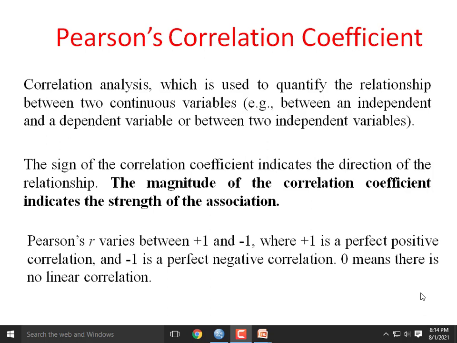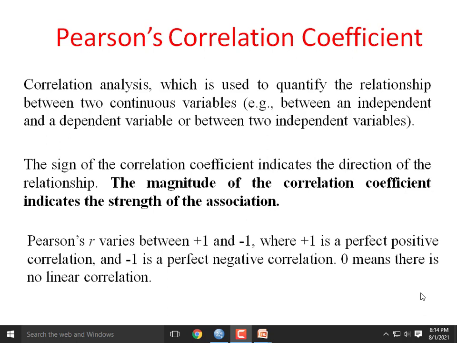Welcome you all. Now we are going to discuss the Pearson correlation coefficient, otherwise called the Pearson product moment correlation. Correlation analysis is used to quantify the relationship between two continuous variables. The sign of the correlation coefficient indicates the direction of the relationship. The magnitude of the correlation coefficient indicates the strength of the association, or strength of the relationship.